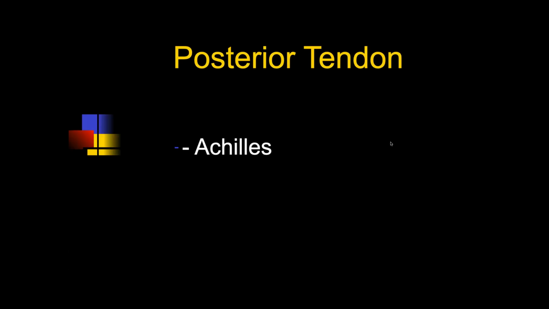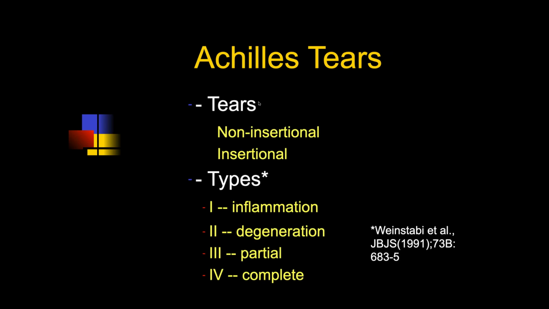So, okay, and then there's the Achilles tendon posteriorly. You can have tears, either non-insertional or insertional tears. So the location is important concerning treatment. And there are different types of pathology which can lead to tears or non-tear pathology. You can get type 1, which is inflammatory changes, type 2, where you get a lot of degenerative changes, type 3, you get partial tears, or 4, complete tears. This really is kind of the Wonstabe classification system.